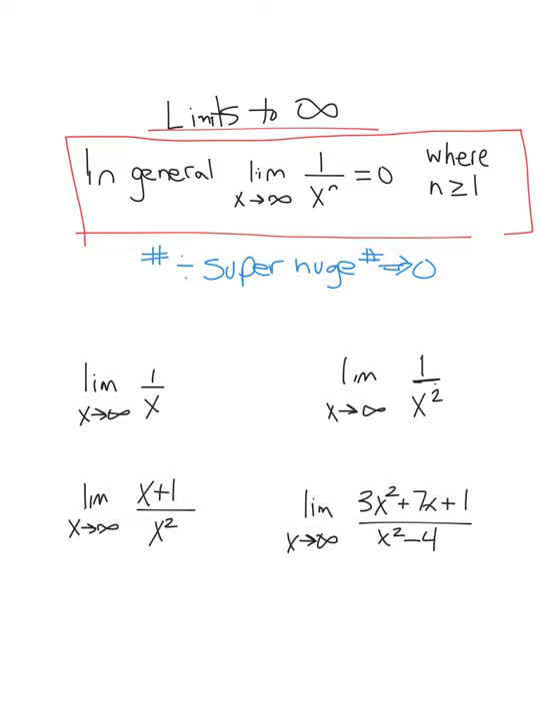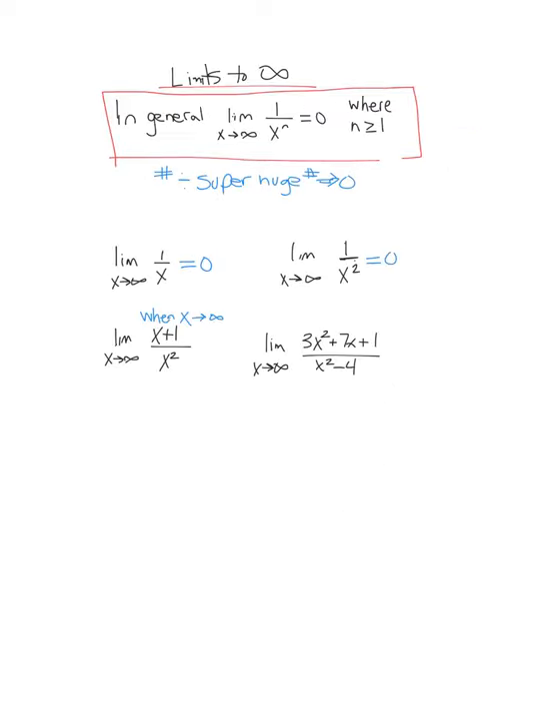If we take a look at these first 2 examples here, the limit as x approaches infinity of 1 over x. If I think about the graph on my last slide, if x approached infinity, yes, my graph did equal 0. And the same thing would happen if I have the limit as x approaches infinity of 1 over x squared. It would be 1 divided by a super huge number squared, so it would also equal 0.